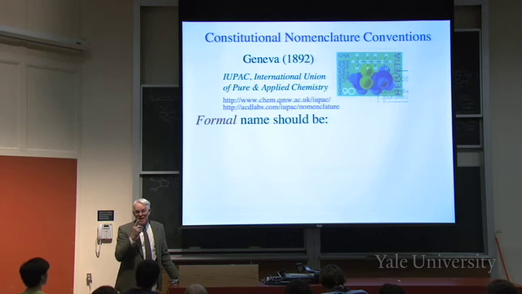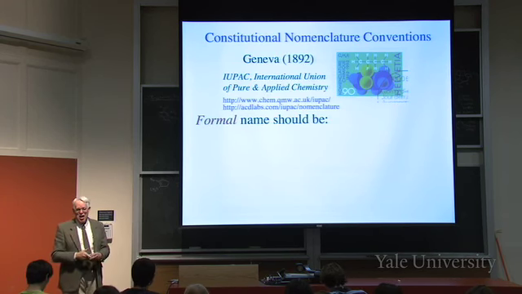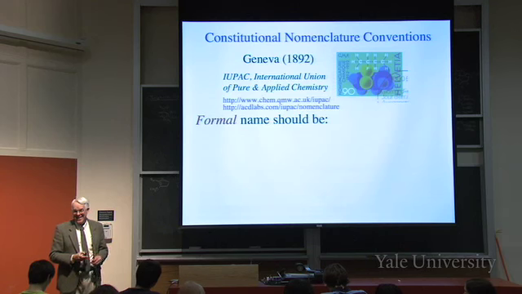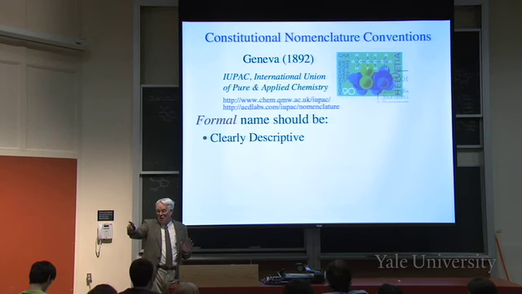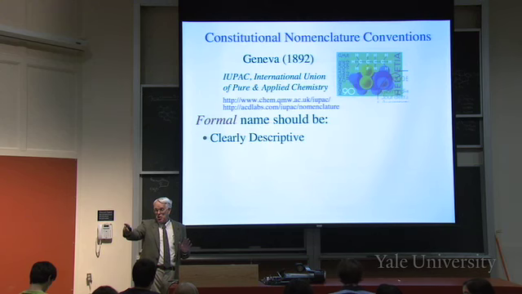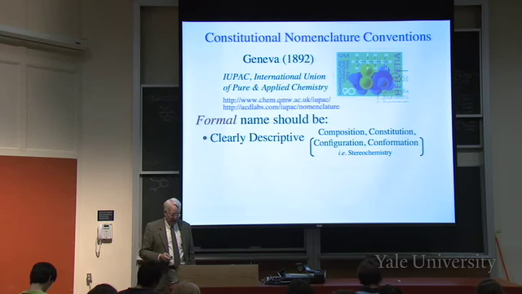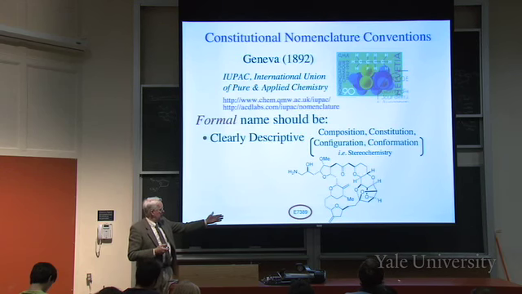They should be unique. There should only be one compound that has that name. You shouldn't say, take this, and they take the wrong John or the wrong Kate or the wrong Andrew, right? So the very first thing it should be, Kate, you were right first. It has to be clearly descriptive of what the compound is. And so it has to tell composition, constitution, configuration, and conformation, maybe, if you care, i.e. stereochemistry.